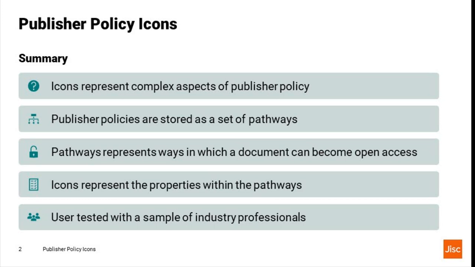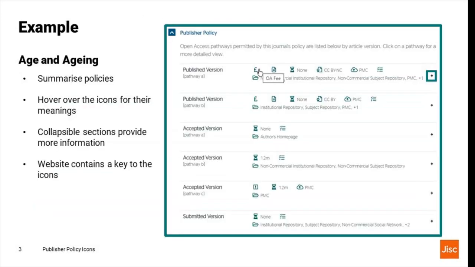Publisher policies are stored in Sherpa Romeo as a set of pathways. Each pathway represents a different way in which a document can become open access. Pathways have different policies and the icons represent the properties within the pathways. The icons were selected by Jisc's team of open access specialists and were user tested with a sample of industry professionals. Here is an example of how the icons are laid out on a journal page.